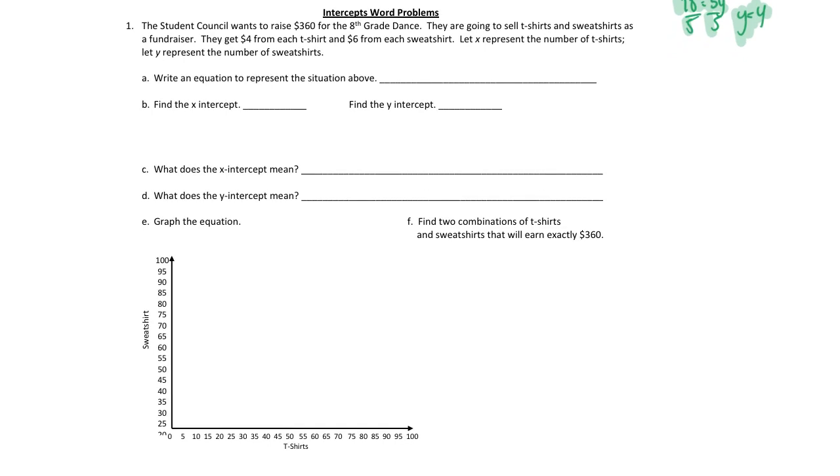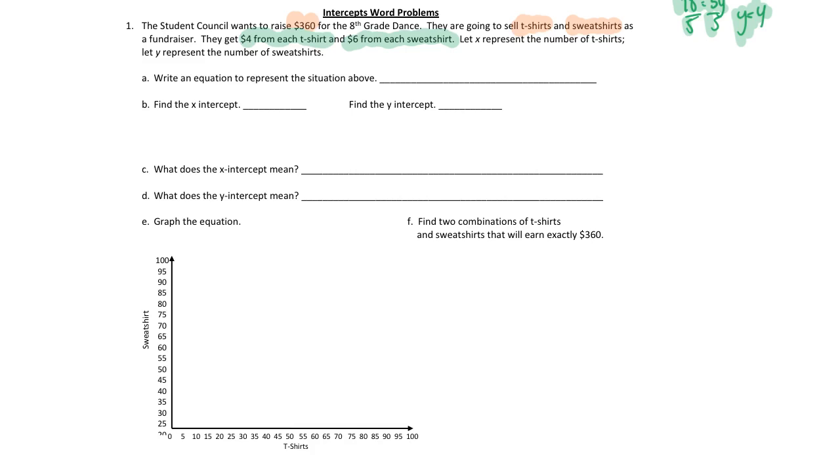All right, in this word problem, they tell us the student council wants to raise $360 for the 8th grade dance. Let's maybe highlight that. That's probably important information. Trying to raise some money, they want to make $360. They're going to sell t-shirts and sweatshirts. So they're selling two things, t-shirts and sweatshirts. Other important information. They tell us that they get $4 from each t-shirt and $6 from each sweatshirt. Let X represent the number of t-shirts and let Y represent the number of sweatshirts. So they're selling two things. We don't know how many of each they need, t-shirts and sweatshirts, but they want to make how much money?